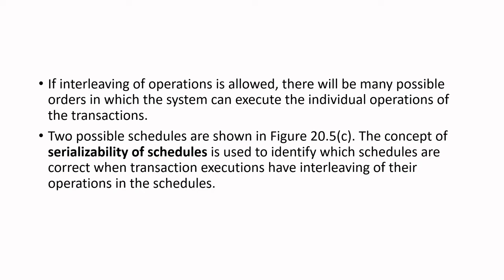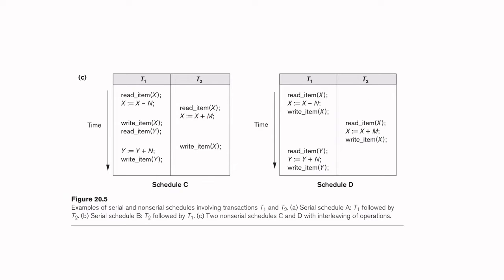Now, two possible schedules are shown in the figure. The concept of serializability of schedules is used to identify which schedules are correct when transaction executions have interleaving of their operations. Basically, we want interleaving to happen, but at the same time we want correctness to be ensured. Such schedules are called serializable schedules. For example, these are the same transactions T1 and T2, but here we are interleaving the operations. These are two interleaved schedules, C and D. Earlier we had serial schedules; these are two schedules which are serializable.